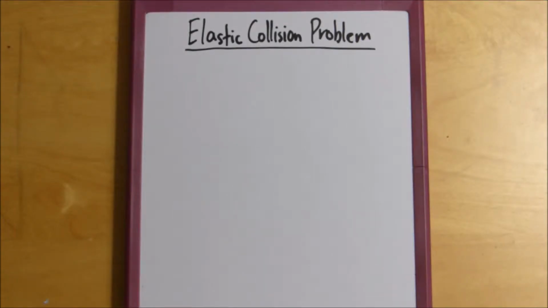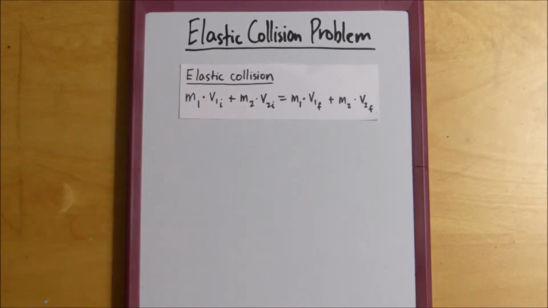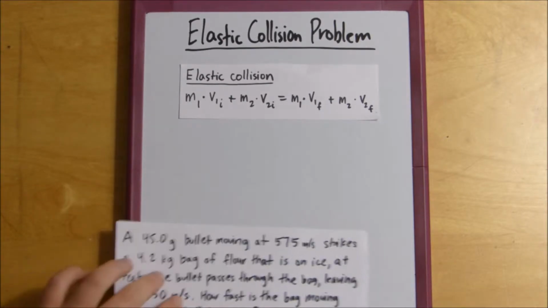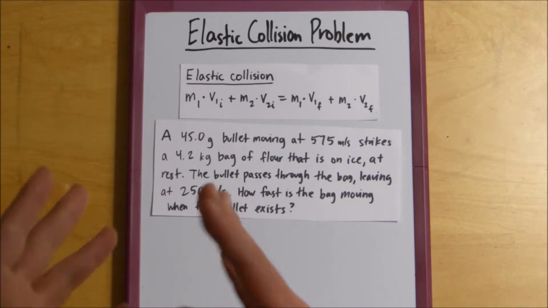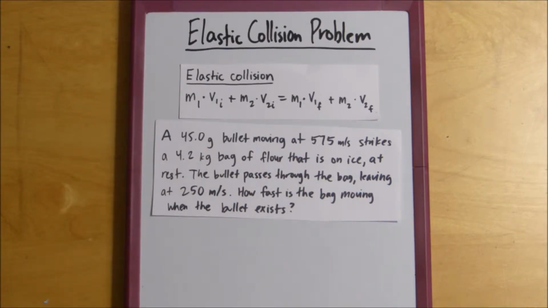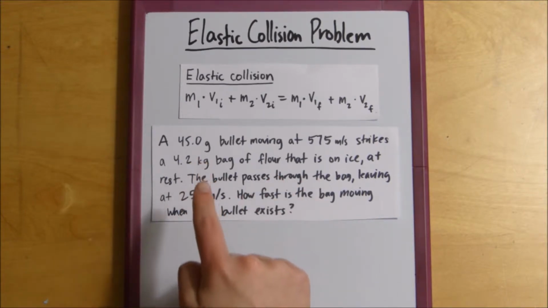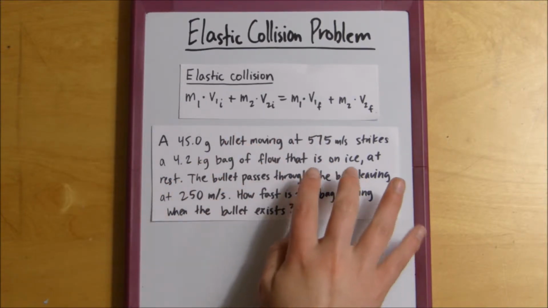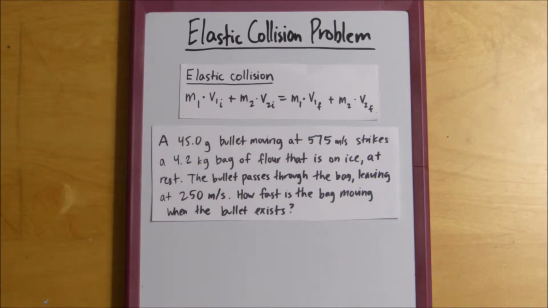So we know that this is an elastic collision problem because in the problem you can see that the bullet and the bag will have different velocities, right? They're not going to come together and have the same velocity. They're going to have different velocities. So what we do is we take the information given to us in the problem and we plug it into our conservation of momentum equation, right?